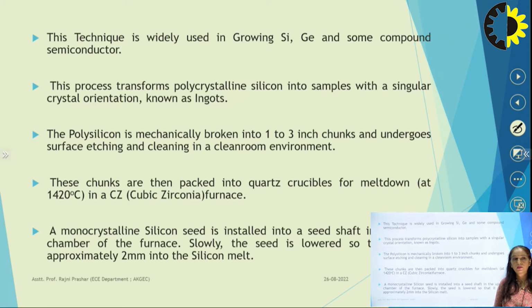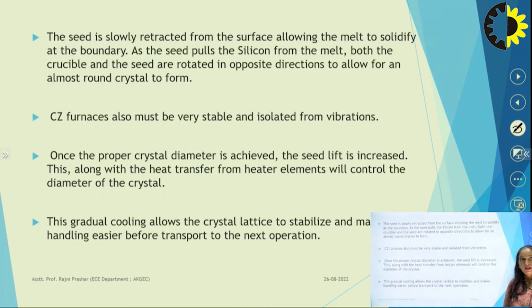The polysilicon is mechanically broken into 1 to 3 inch chunks and undergoes surface etching and cleaning in a clean room environment. These chunks are then packed into a quartz crucible for melt down at 1420 degrees C in a CZ furnace. Then a monocrystalline silicon seed is installed on a seed shaft in the upper chamber of the furnace. Slowly this seed is lowered so that it dips approximately 2 mm in the silicon melt. The seed is then slowly retracted from the surface, allowing the melt to solidify at the boundary.